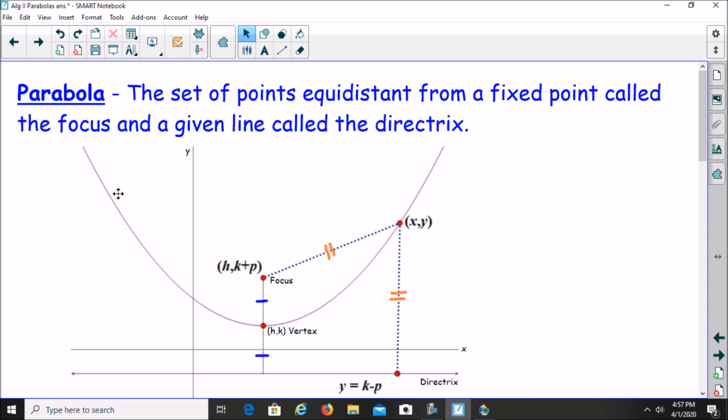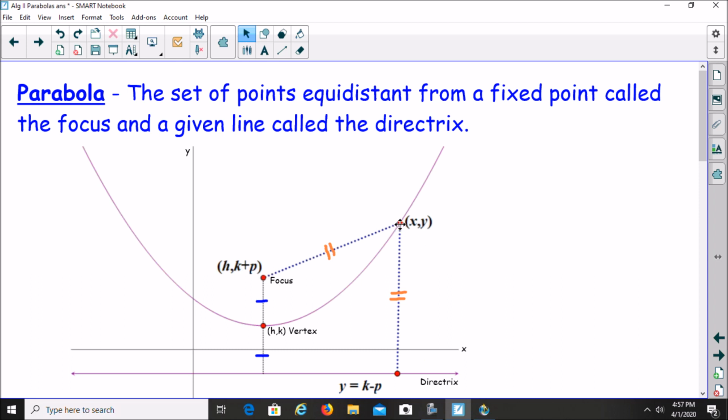Here I have a diagram of a parabola. We've located the focus at h comma k plus p, and the directrix at y equals k minus p. If we draw a perpendicular line segment from the focus to the directrix and find the midpoint of that line segment, we'll be located at the vertex. The vertex would naturally be h comma k, because it would be p units below the focus and p units above the directrix. Of course, if p is negative, this whole picture flips upside down.